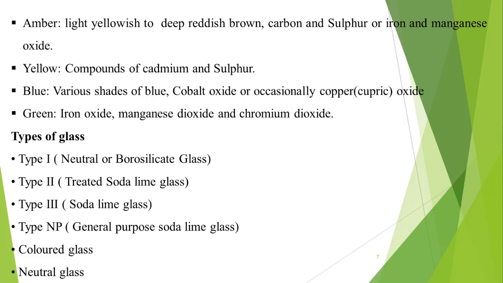So we are talking about glass containers. Now what are the different types of glass we have? We are mainly dealing with the first one, type 1, that is neutral or borosilicate glass, type 2 treated soda lime glass, type 3 soda lime glass, and type NP, which we are calling type 4 glass. Generally we call it normal purpose or general purpose soda lime glass, color glass, and the last one is neutral glass.